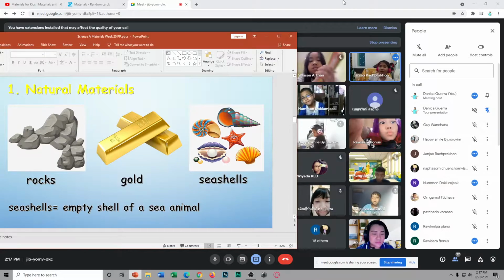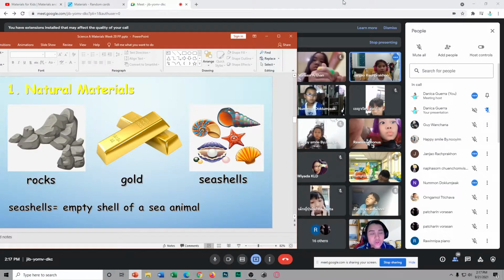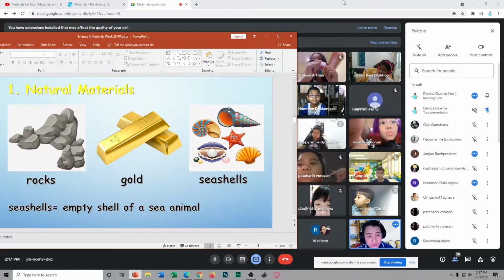House. What kind of things can you make out of rocks? Using rocks. House. Make house. Yes, you can build houses, like walls. What else? Wall. You can make walls, yes. What else can you make out of rocks? Table. Yes, from stones, yes.